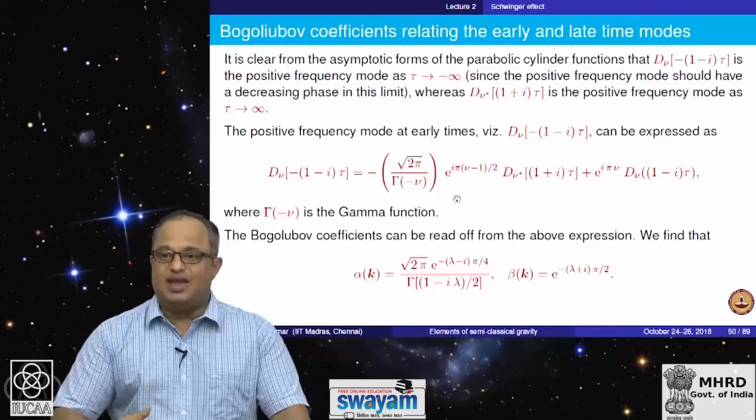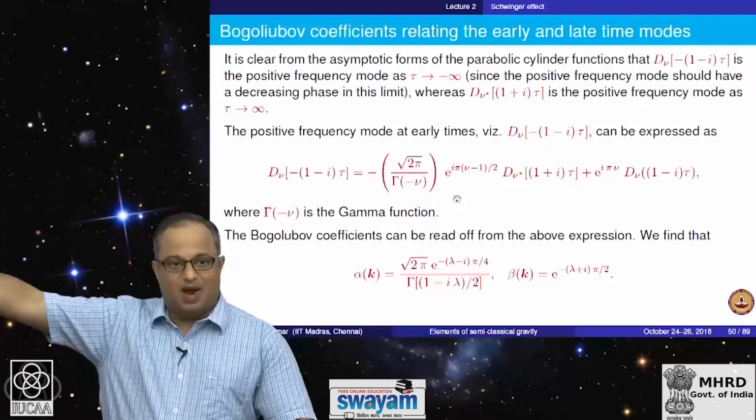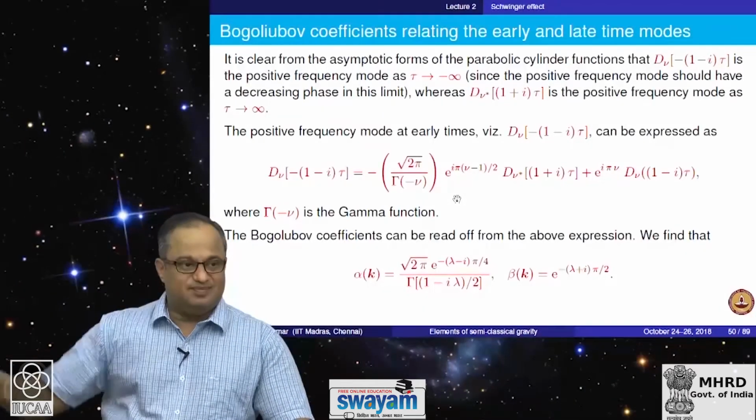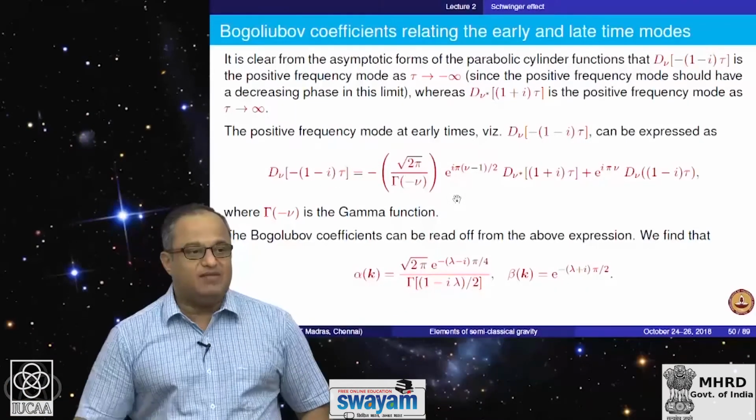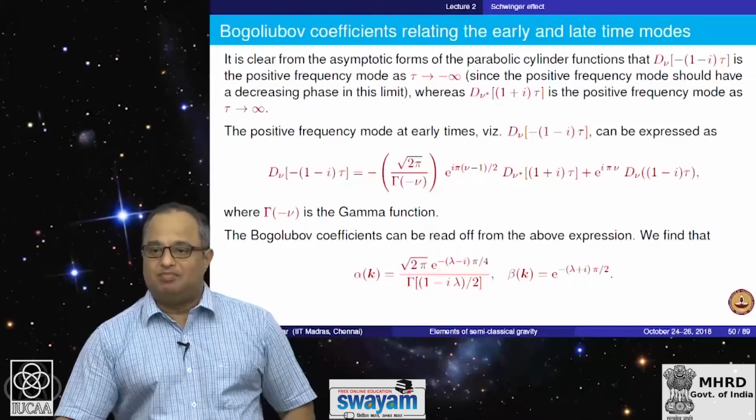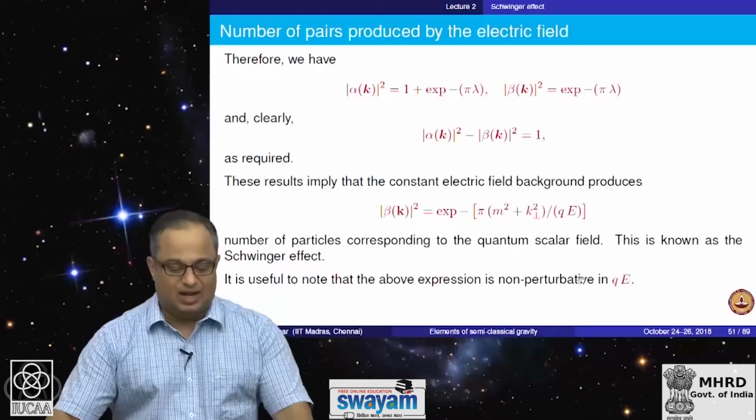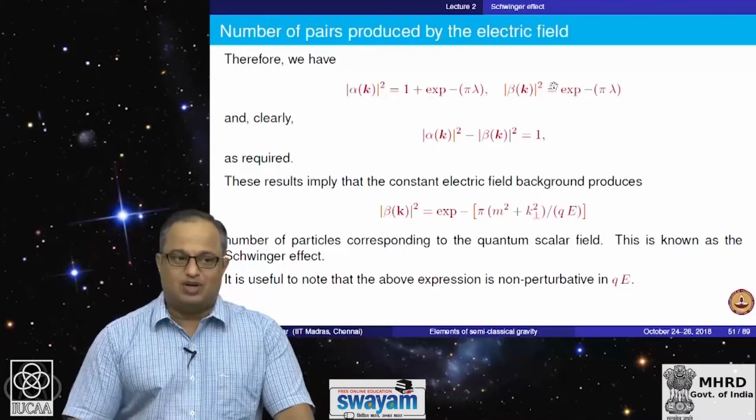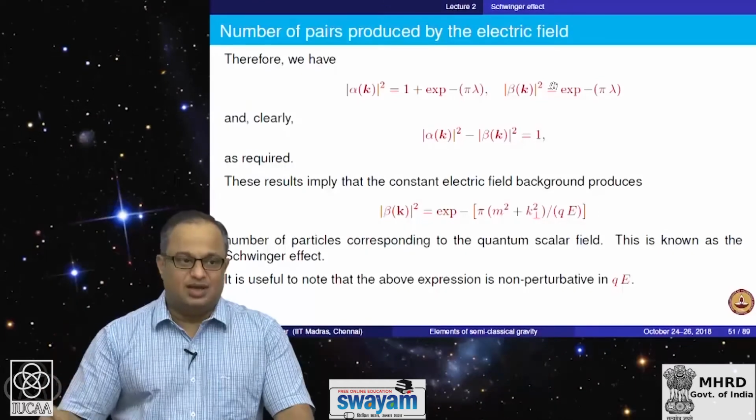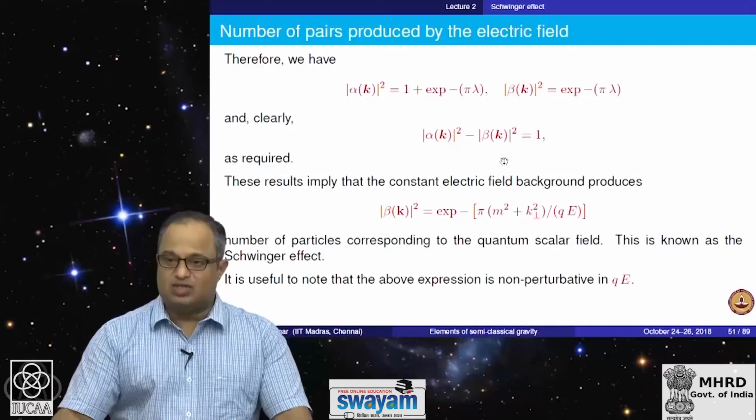Now I can ask the same question that I had asked earlier. If I calculate the number of particles produced at late times in the in vacuum, that will essentially be given by the modulus of beta squared, okay, and that can be easily calculated, and it is given by this expression here. And another important result which I did not discuss is that modulus of alpha squared minus modulus of beta squared is 1.